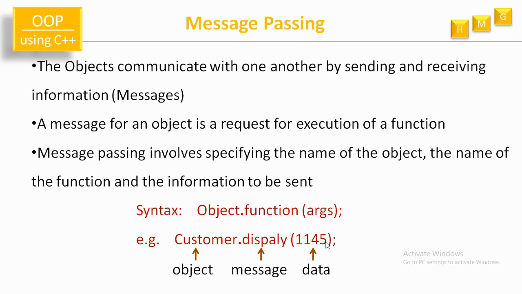So the name of the customer, the balance of that account, and that information will be displayed. In this way message passing is done with the help of the object, the function, and the information, and the object will communicate with another object to get this type of information. So this is the concept of message passing.